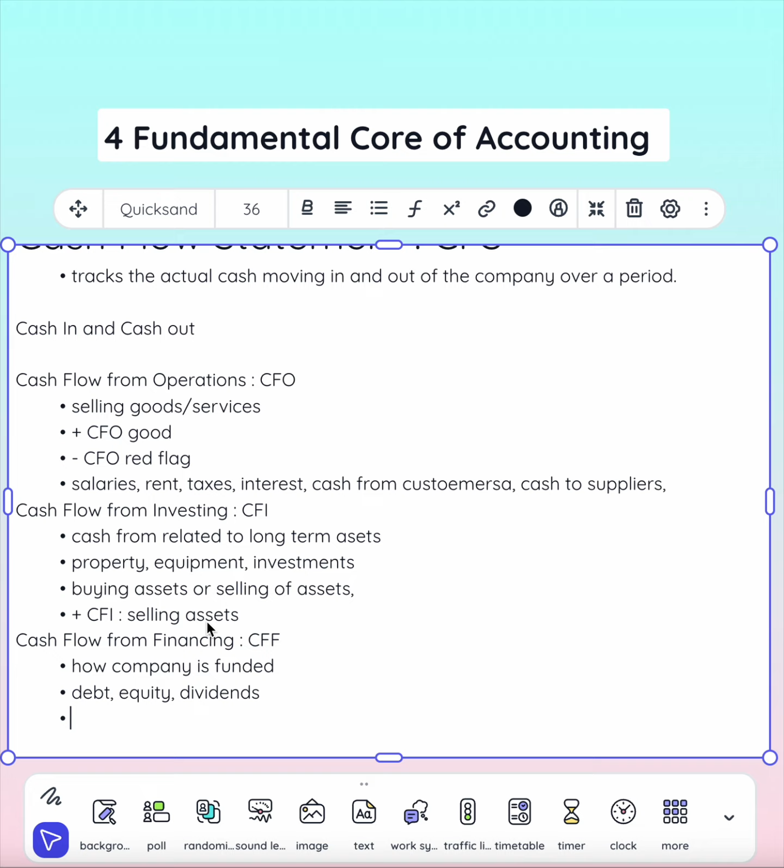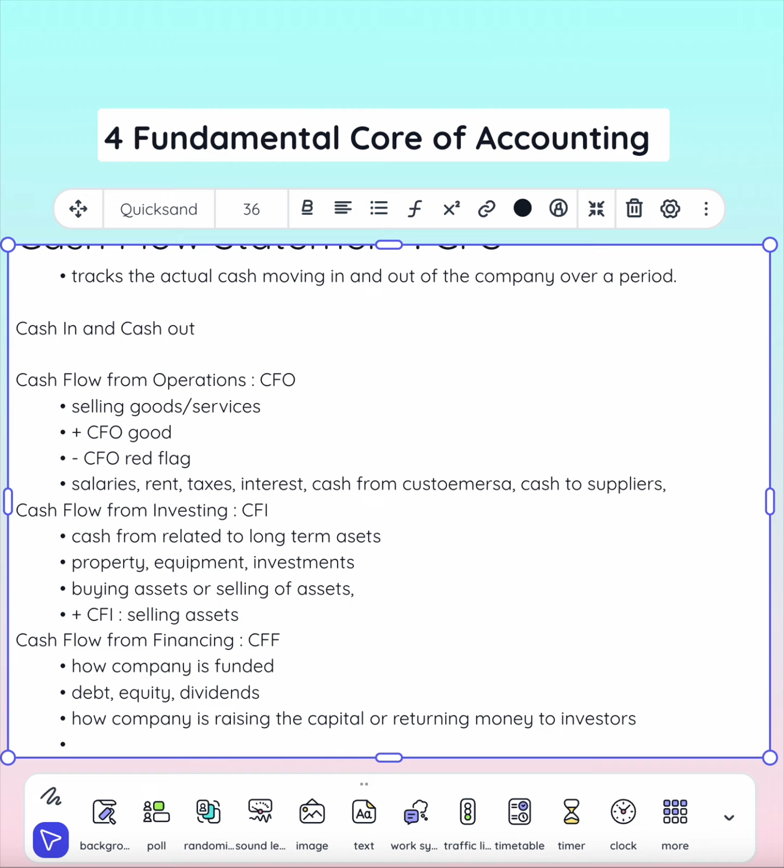So why does it matter? Because it shows how the company is raising capital, or returning money to investors. There are two things here: how the company is raising its capital, and how the company is returning money to its investors, who are investing in this company.